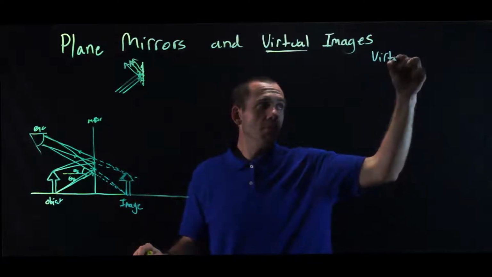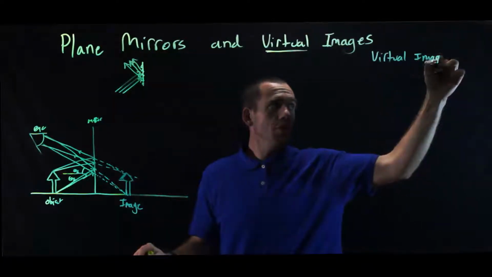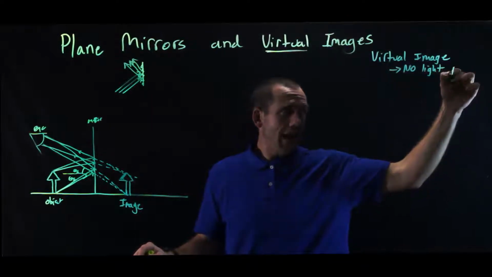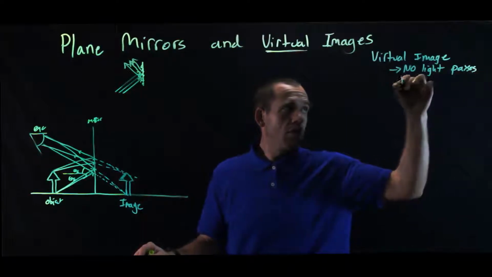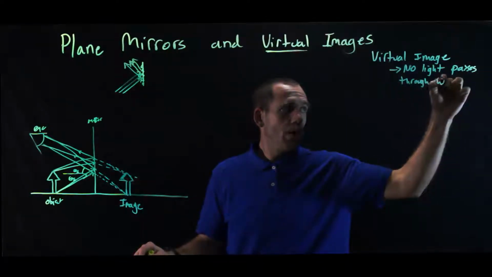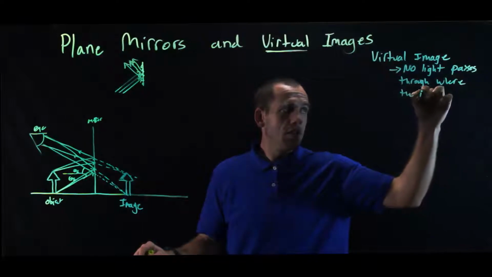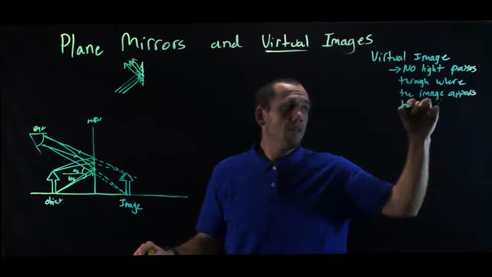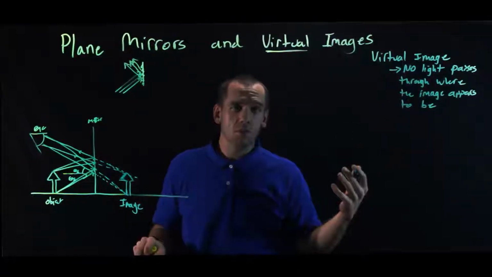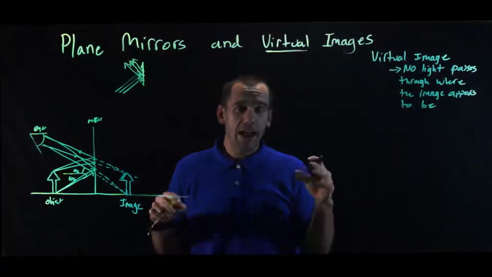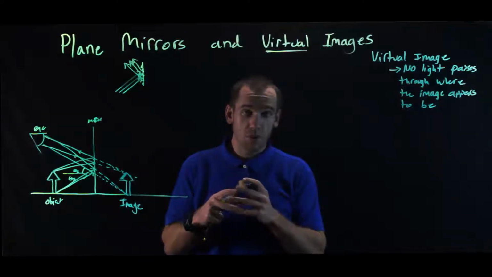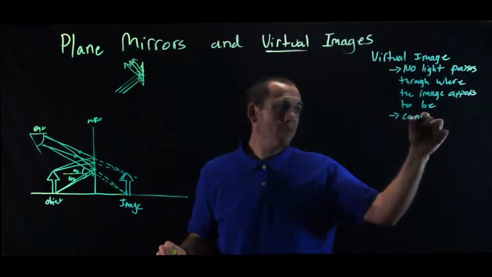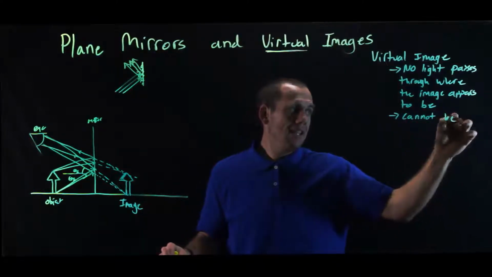So a virtual image means no light passes through where the image appears to be. Okay? Now, this is to distinguish it from a real image. And we'll look at real images when we look at curved mirrors, but a real image, there actually is light passing through where the image appears to be, and that means you can actually project the image. So a virtual image cannot be projected. It only exists in the eye.